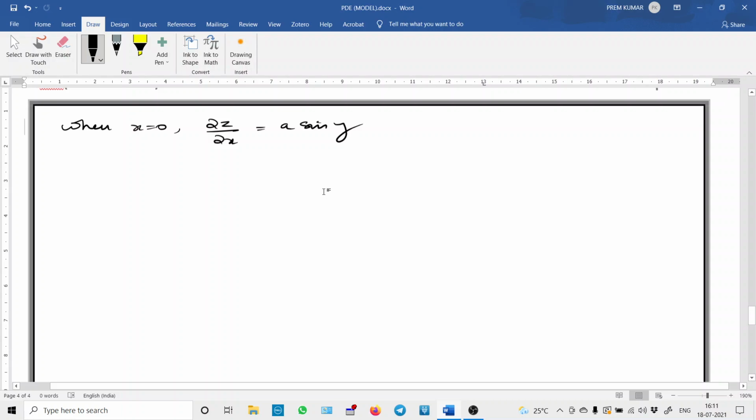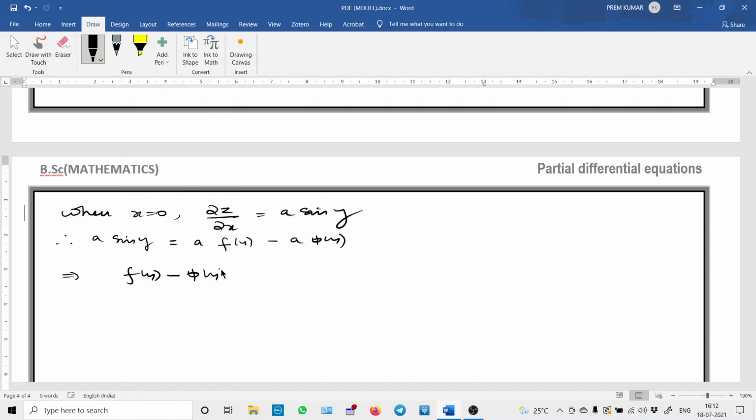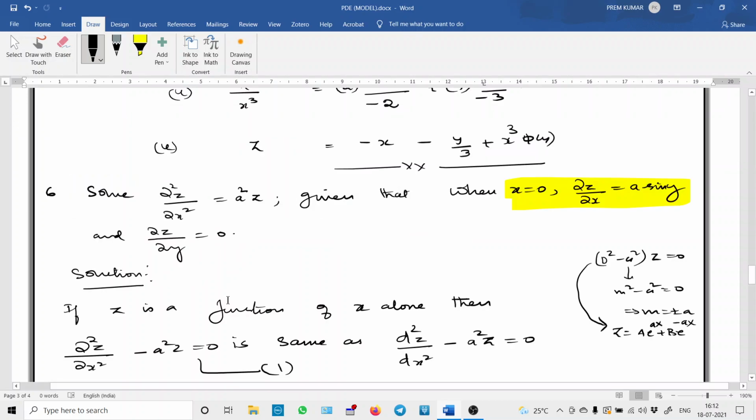So cancelling that a throughout on both sides of the equation, we get f of y minus pi of y equals sin y. I name this equation as 3. And what is the other condition? This is the next condition. This one. This is also true for when x equals 0.